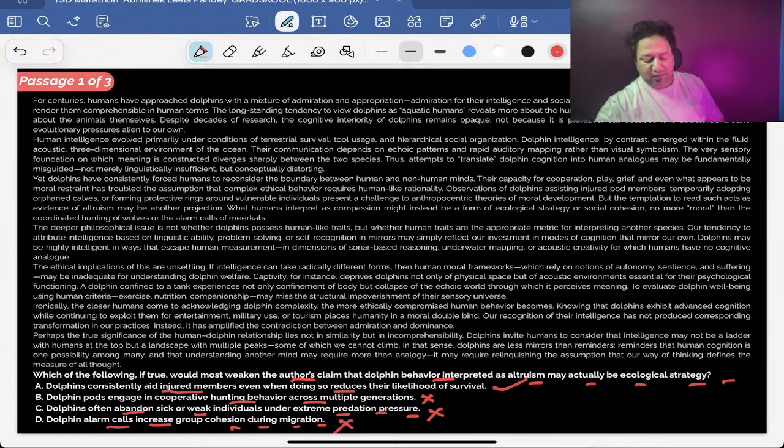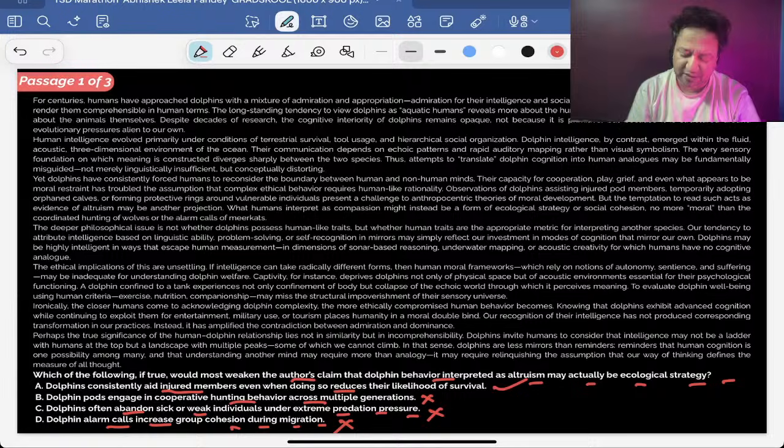Okay. So option D talks about alarm calls increase group cohesion during migration. Migration के टाइम पे कॉल किया कि चलो भाई अब भागना है, जाना है, यहाँ से निकलना है. ये सारी बातें डॉल्फिन से बातें की आपस में. What is migration? When you move from one place to another due to any kind of ecological situations. तो वो कॉल करेगा कि यहाँ से चलते हैं. तो ये जो डॉल्फिन अलार्म कॉल्स है, ये ग्रुप कोहेजन बढ़ाता है.